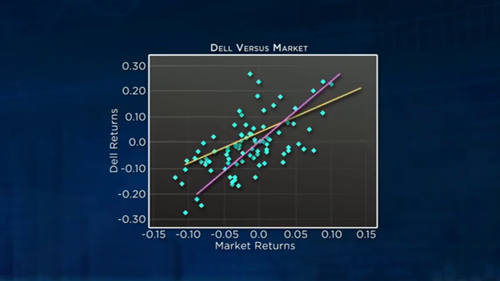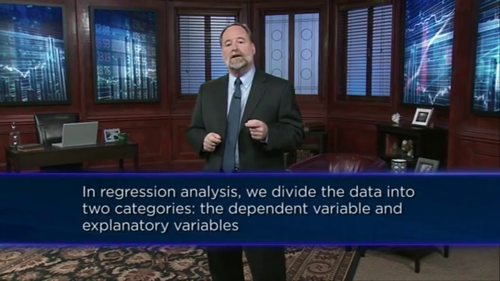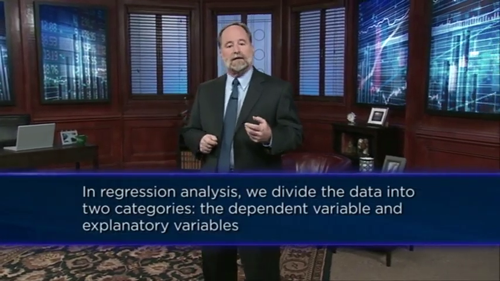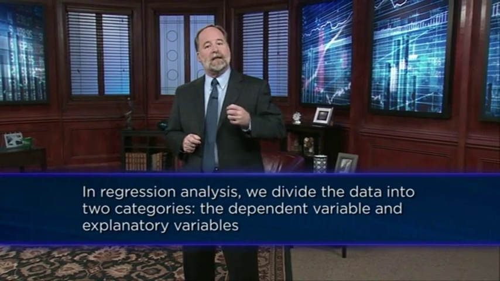Regression analysis seeks to find the single straight line that fits that scatter the best. Okay, so what do I mean by best? By best, I mean that the average size of the errors about the line are the smallest. What do I mean by error? In regression analysis, we divide the data into two categories, the dependent variable and the explanatory variable. The dependent variable is the thing that we're trying to explain. It's the variable that depends upon the variables whose variation explains the variation in that variable.